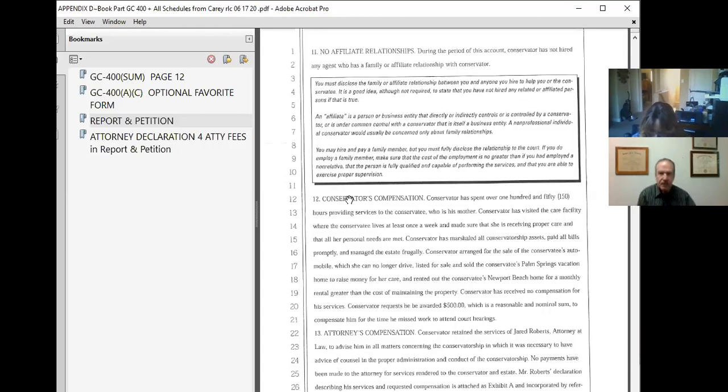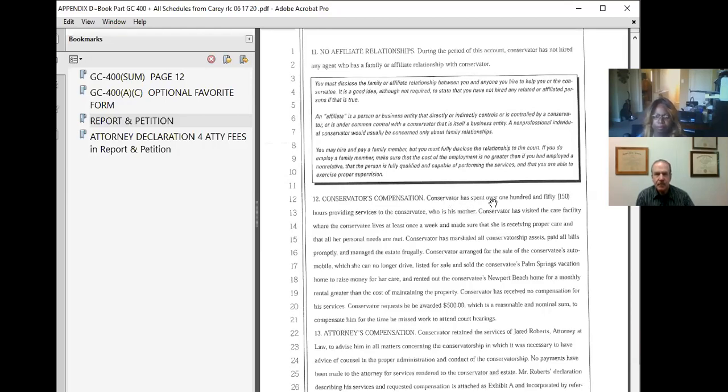So the conservator's compensation. Say I am completing this, or you've hired a professional to complete this. There could be two, just keep that in mind, because if you paid a fiduciary to complete the accounting, but you also want to be paid for all the other stuff that you've done through the year, it would be in two different sections. Don't mix them, okay?